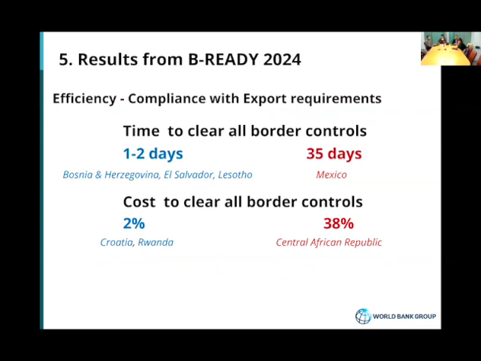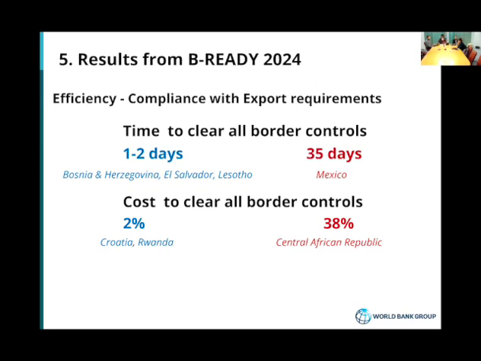But as far as our data stands today, when it comes to efficiency, when it comes to compliance with export requirements, we see a big variation. We see that in countries like Bosnia and Herzegovina, El Salvador, and Lesotho it takes only 1 to 2 days to clear all border controls, whereas it takes up to 35 days in Mexico to clear all border controls. Again, the data for this is being collected through firm level surveys collected by our sister entity, the enterprise surveys.